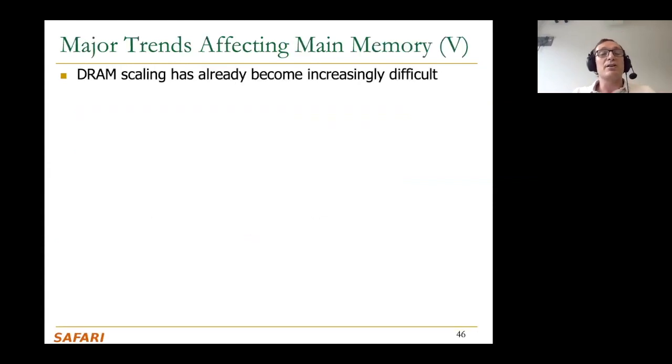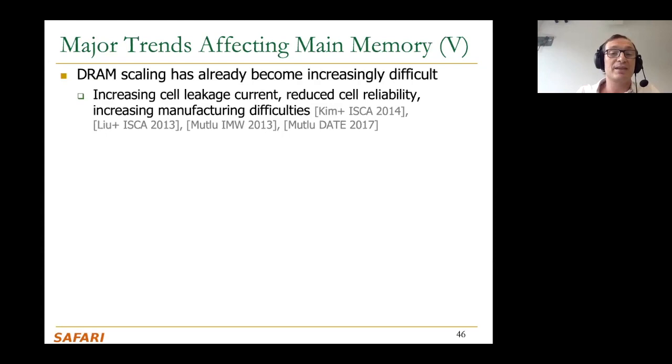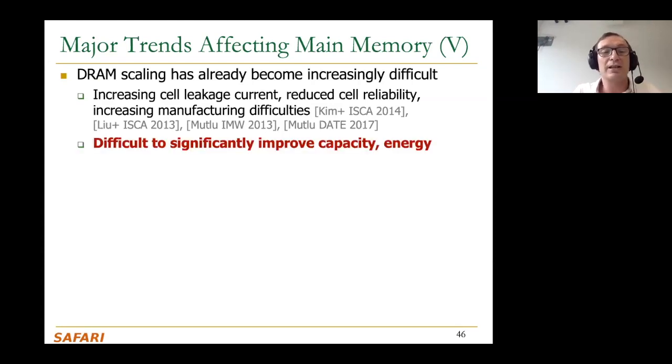Okay, so essentially, there's all this evidence in the field now showing that DRAM scaling has already become increasingly difficult. And we have been publishing a lot about this. I'm going to give you some more examples. So it's difficult to significantly improve capacity, and energy, reliability, and security are already threatened right now.